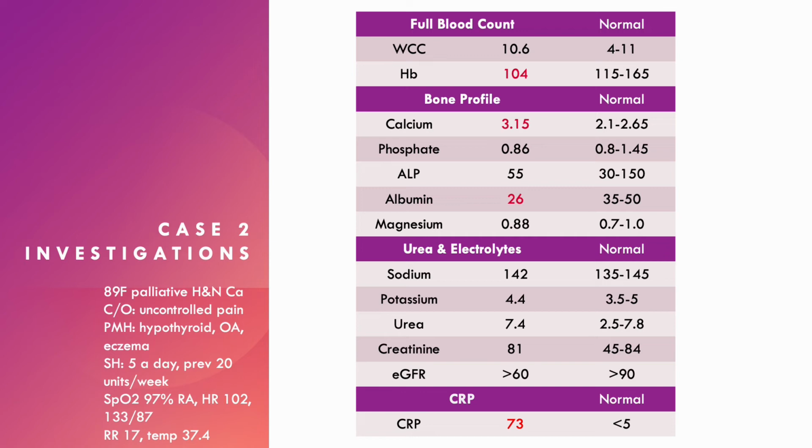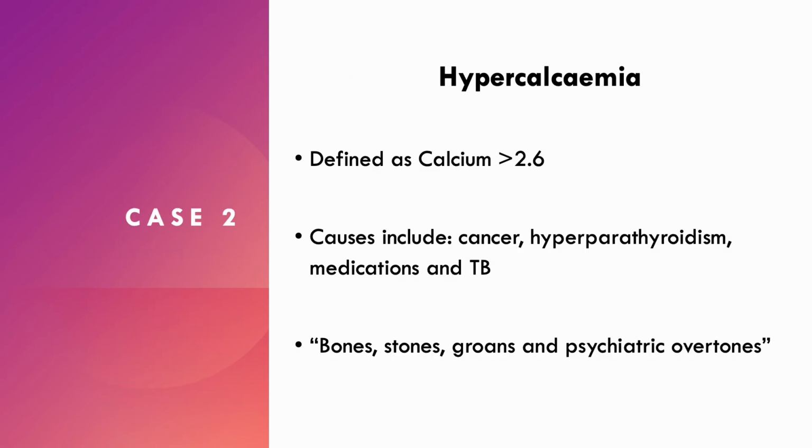So we look at the U&Es, they're all normal, sodium potassium normal, renal function normal, and her CRP is raised, but again this woman has active cancer, so that's not an abnormal finding. So hypercalcemia is defined as a calcium higher than 2.6. Causes include cancer, hyperparathyroidism, medications, and TB.